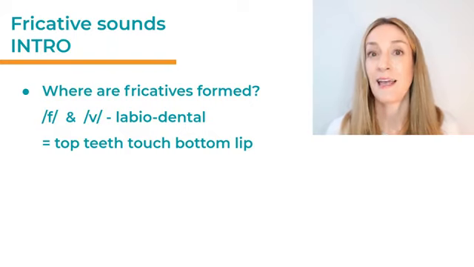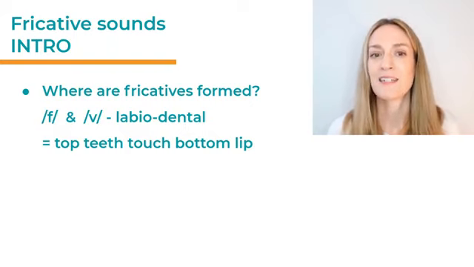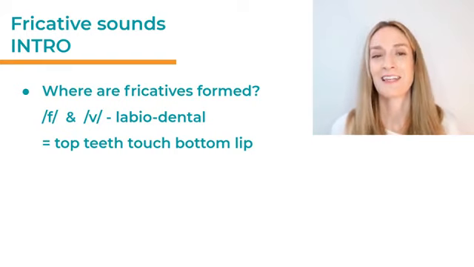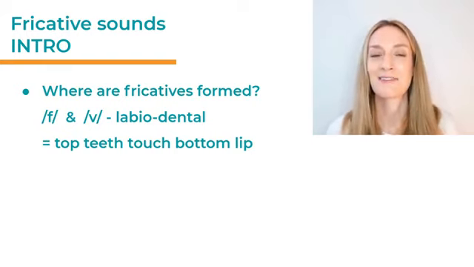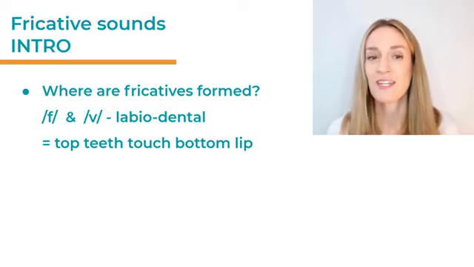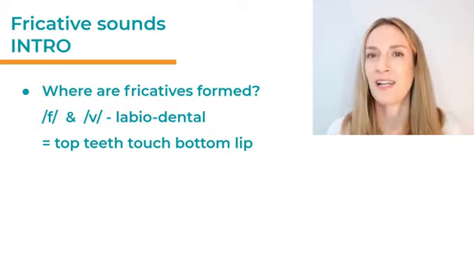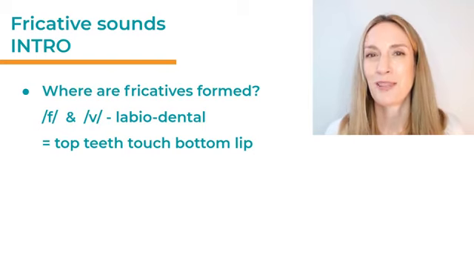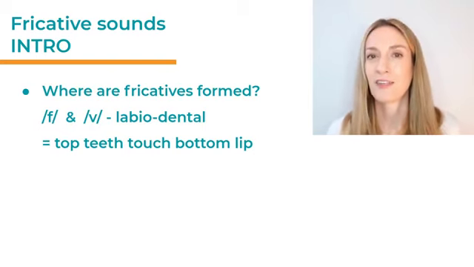And what does that mean? So labio sounds a little bit like the word lip, and dental makes us think of the dentist and teeth. And so that gives you a little hint. And really they're formed by the top teeth, our top teeth, touching our bottom lip. You can actually see that when you look in the mirror or you look at me.